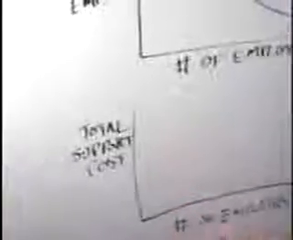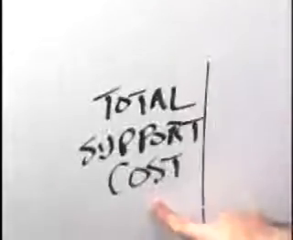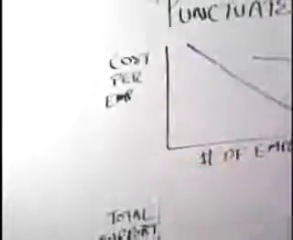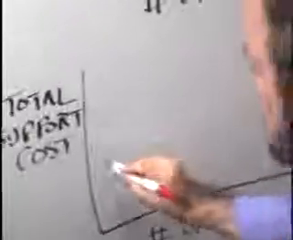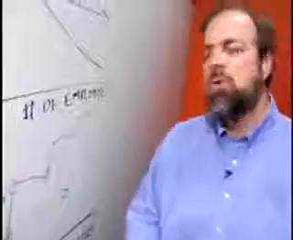Let's look at this chart down here. Here we have number of employees, just like up here, but we have the total support cost, not the cost per employee. And when you graph it that way, you're going to see something that looks like this. What's going on? Well, what happens is there are points along this graph as you add more employees where you have big jumps in your support cost.